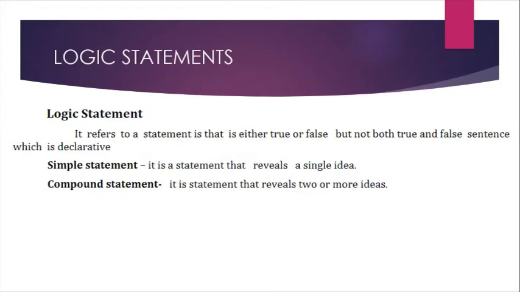Okay, so a simple statement is a statement that reveals a single idea. So my example earlier, the sun is the center of the universe. And then a compound statement naman, it is a statement that reveals two or more ideas. So for my example to become a compound statement, it could be: the sun is the center of the universe and the earth revolves around the sun. In that example, there are now two ideas. So first is the sun is the center of the universe, and the earth revolves around the sun. So that's a compound statement, if it reveals two or more ideas.